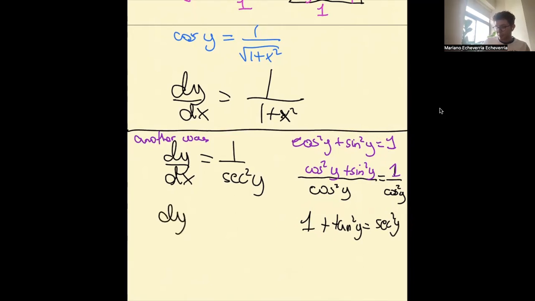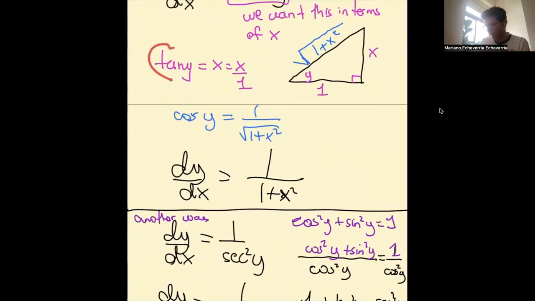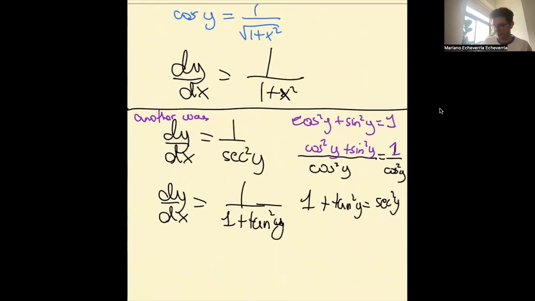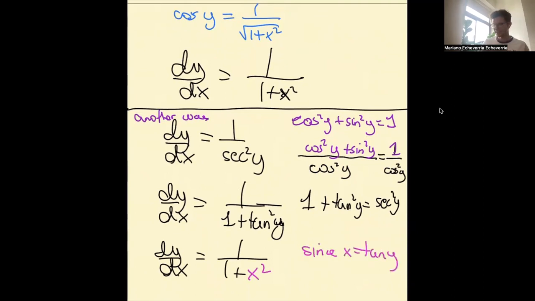But then that means dy/dx is another way to write this as 1 plus tangent squared of y, right? But what was tangent of y? Tangent of y was x, right? So that's how you end up with 1 over 1 plus x squared, because x is tangent of y. Is that making sense? I don't know. Maybe this is easier. I'm not sure.